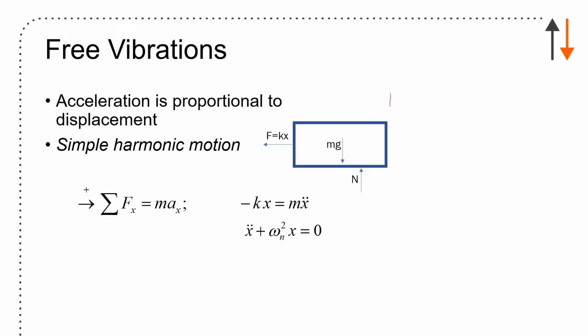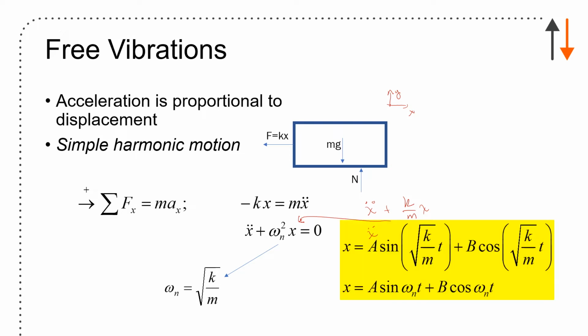And if I was careful, I would have written my x and y coordinates here. And so if I do the sum of forces in the x direction, it's really just going to be the spring force, minus kx equals m x double dot. And I'm going to write this as x double dot plus k over m x equals zero, which is x double dot plus omega n squared x, where omega n squared is k over m.